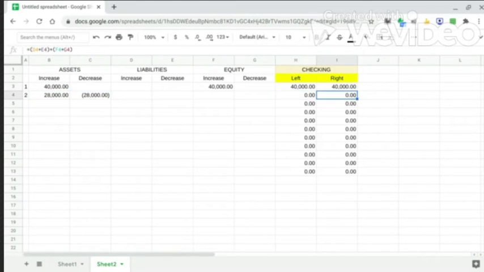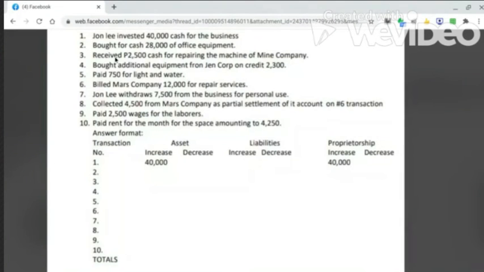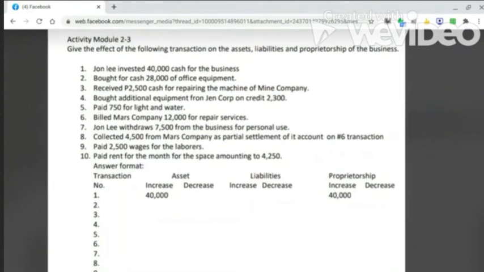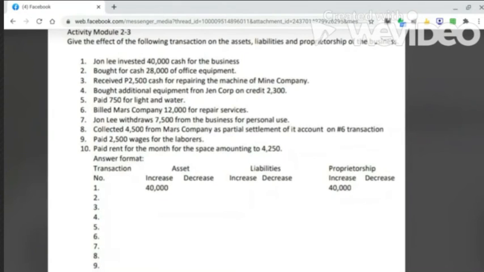Sagutan natin ulit yung number 3. So, receive 2,500 cash for repairing machine of mine company. So, siguro from this transaction, we can tell that ang business ni John Lee is repairs, about repairs. So, kung nag-receive siya ng 2,500 pesos cash, remember, cash, di ba, is asset. So, that means madadagdagan yung asset niya ng 2,500 pesos.